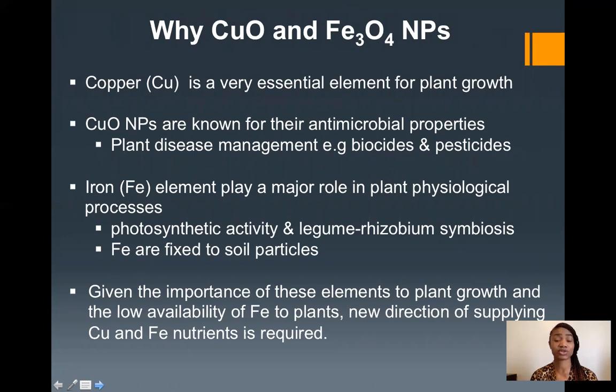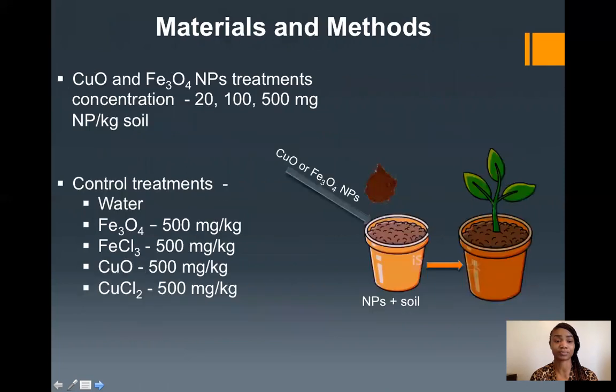Iron also plays a major role in plant physiological processes such as photosynthetic activities and legume-rhizobium symbiosis. However, it is fixed to soil particles, therefore it is not available for plant use. Given the importance of these elements to plant growth and the low availability of iron to plants, a new direction of supplying copper and iron nutrients is highly required.